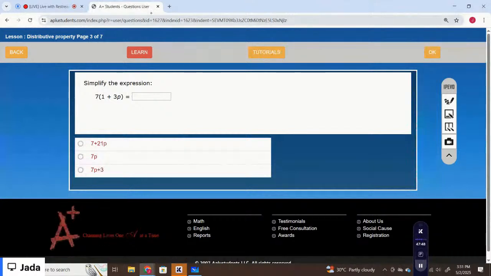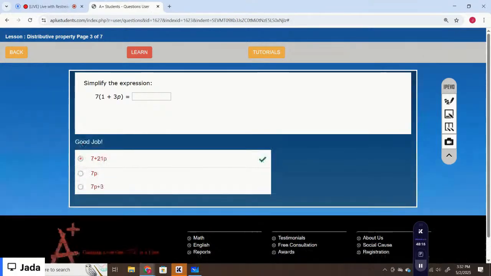7 times 1 plus 3p. So which is the correct option? 7 times 1 is 7 and 7 times 3 is 21. That is 7 plus 21p. Option number 1 is the correct option.